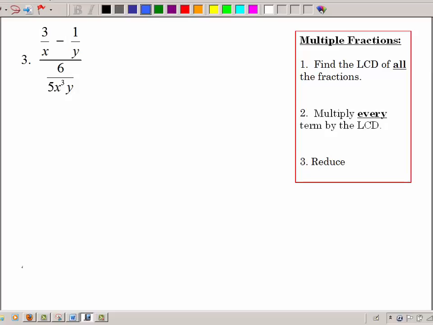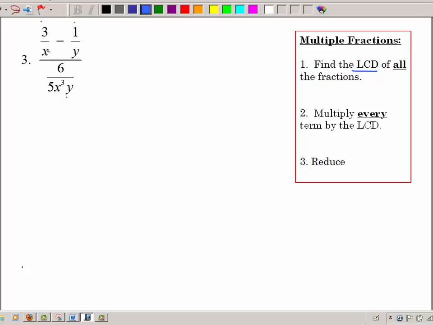So you say, how could this get harder? Well, we're going to leave single fractions and we're going to move on to multiple fractions. So now we have not just a single fraction divided by a single fraction, but count them. I have 1, 2, 3 fractions within one big fraction. So our process is going to be a little bit different. We need to find the least common denominator of all the fractions. We know how to do that.